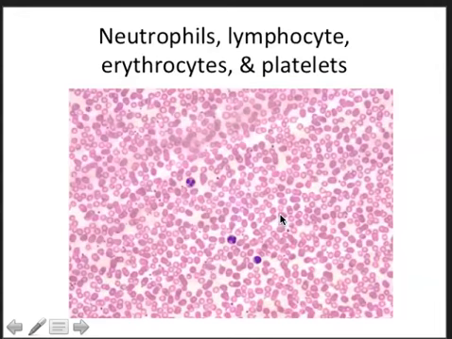Here you can see an example of neutrophils, lymphocytes, erythrocytes, and platelets. Okay, there you can see a neutrophil. There's another neutrophil. You can see a lymphocyte down there. Of course, all these little, they look like pink circles. Those are the erythrocytes. And the platelets, you can see a platelet there, and you can see a platelet there, and there, and there. Okay, those are the thrombocytes.